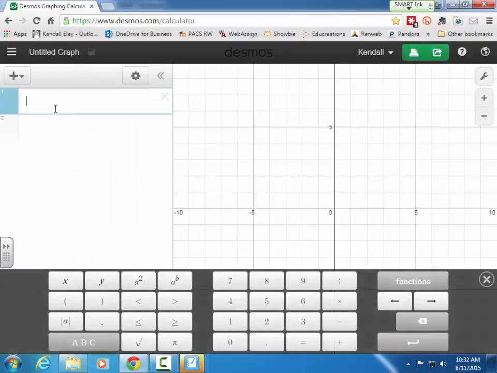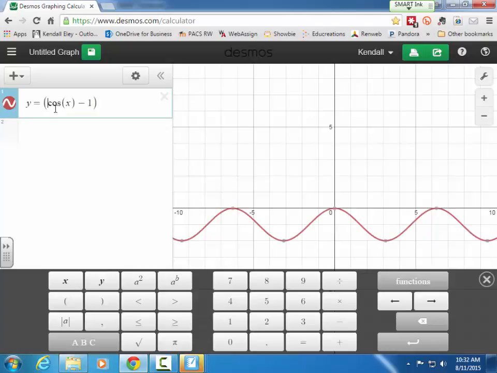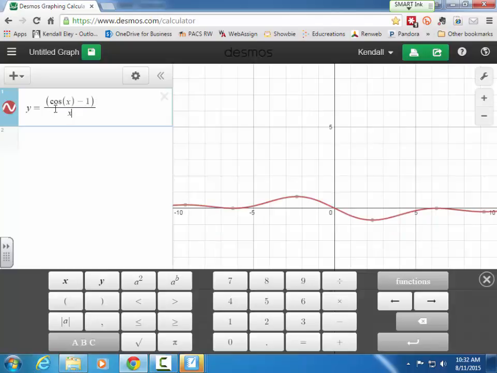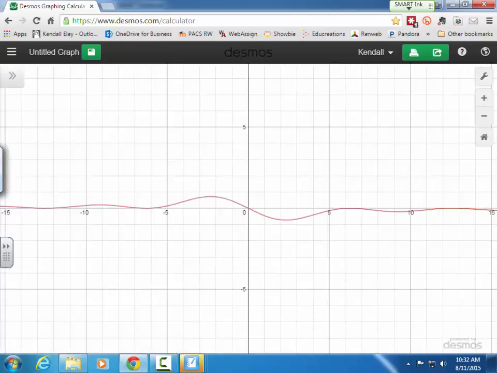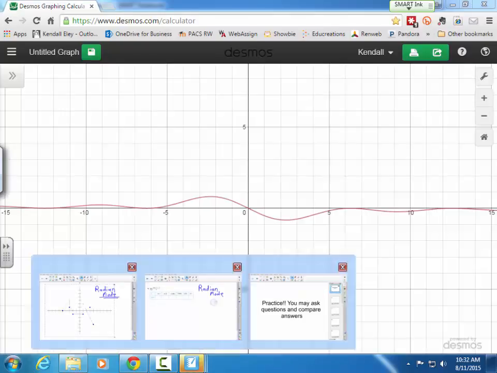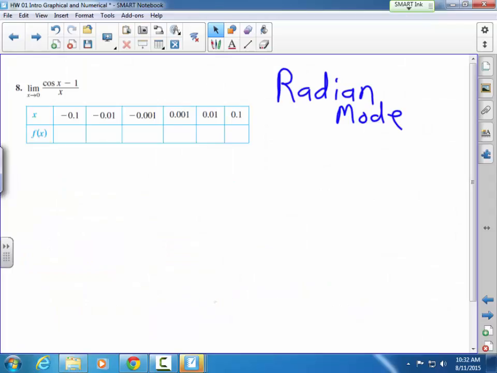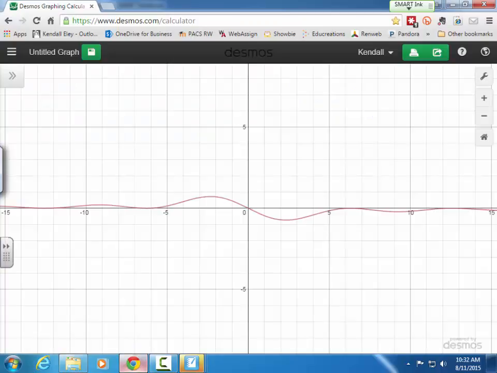Okay. Desmos is hard to do the table with, I think. What's our function? We've got y equals cosine x minus 1, but all of that needs to be in a parenthesis, divided by x. All right, so there's what my graph looks like. If I am looking to determine the limit around 0, just looking at this graph, I would say it looks like it's approaching 0.